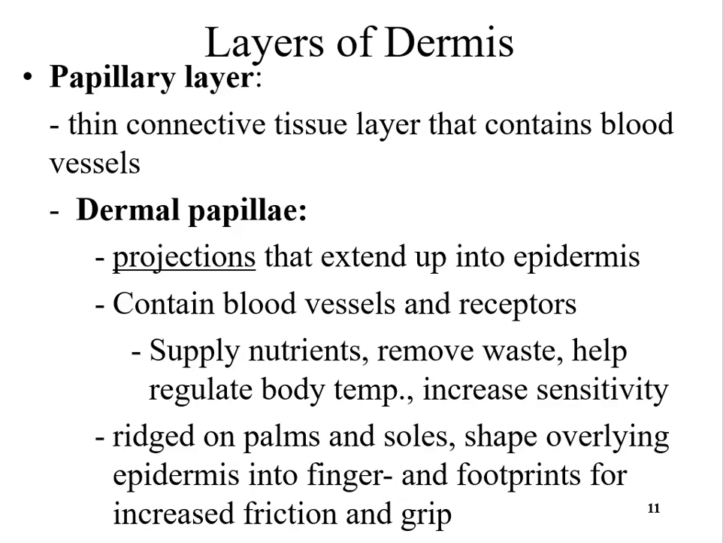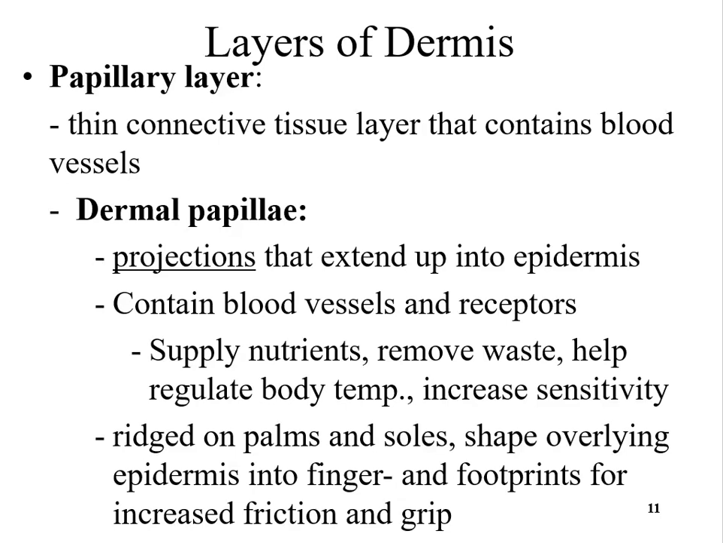The dermis can be divided into two areas. The papillary layer is a thin layer of more loosely organized, more areolar connective tissue that lies right underneath the epidermis. So this is touching the epidermis. It's called the papillary layer because it is composed of dermal papillae, which are wave-like projections that extend up into the epidermis. Each projection contains blood vessel loops or capillary loops and sensory receptors.